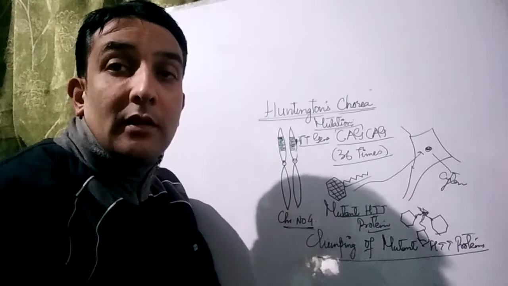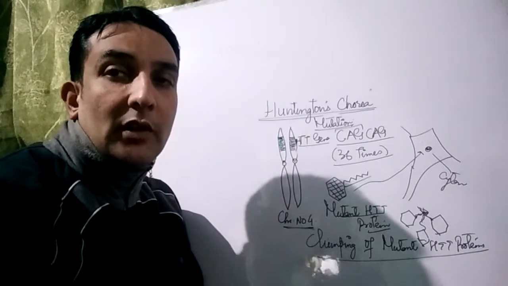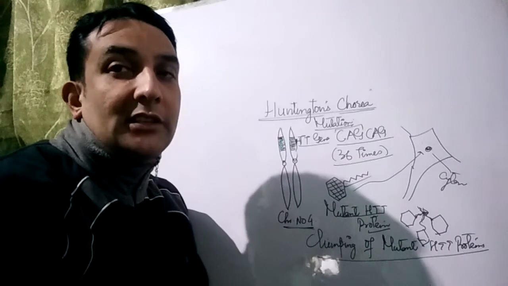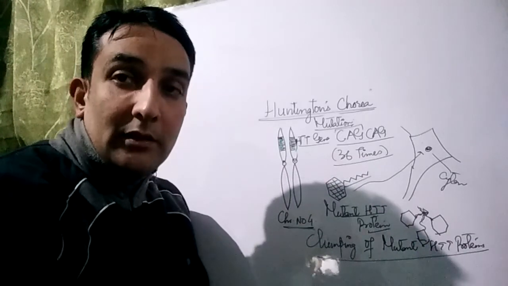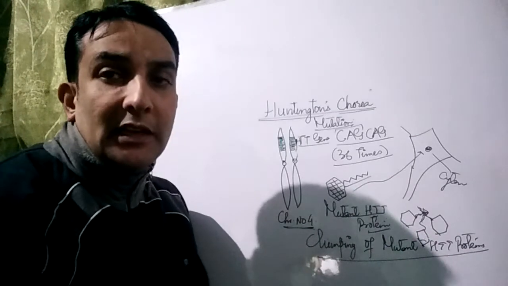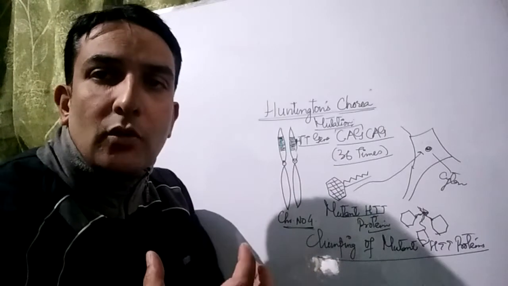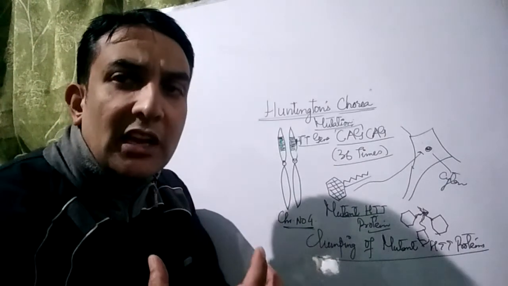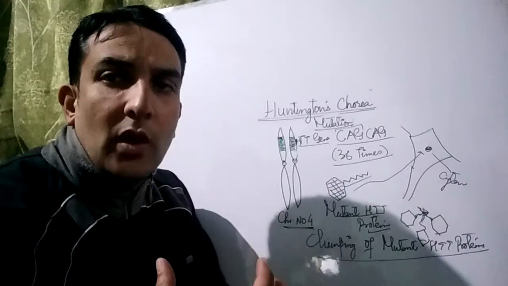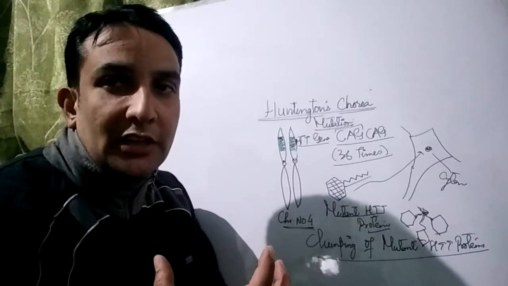So once these mutant HTT proteins form clumps inside the neurons, particularly in the nuclei of the neurons, it begins the process of nerve degeneration and neuron degeneration. They damage the nerve cells. Now these mutant HTT proteins turn out to be toxic proteins. They damage the neurons. They kill the neurons, and this brings about the nerve degeneration.